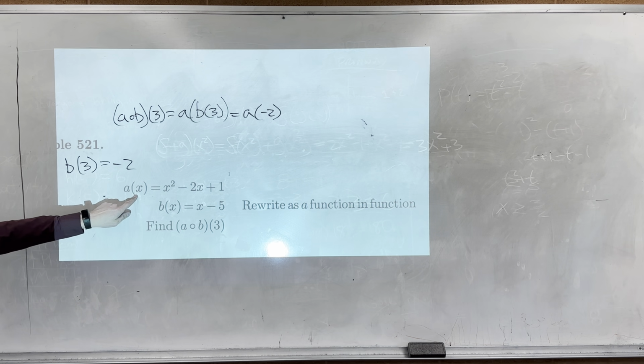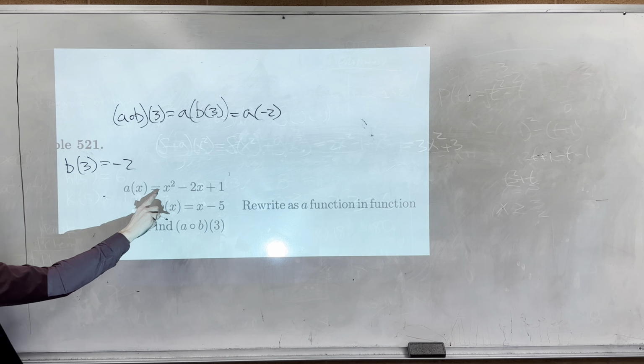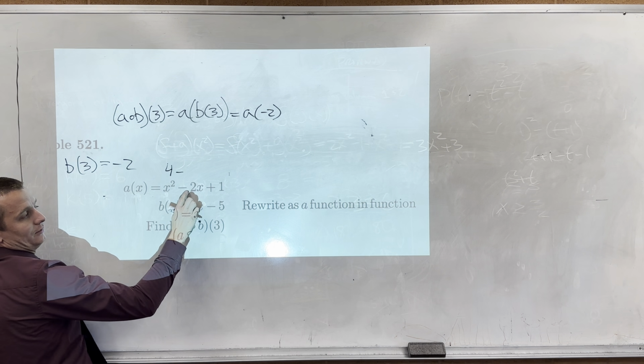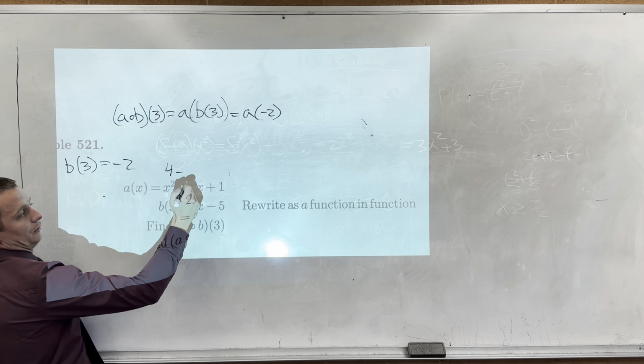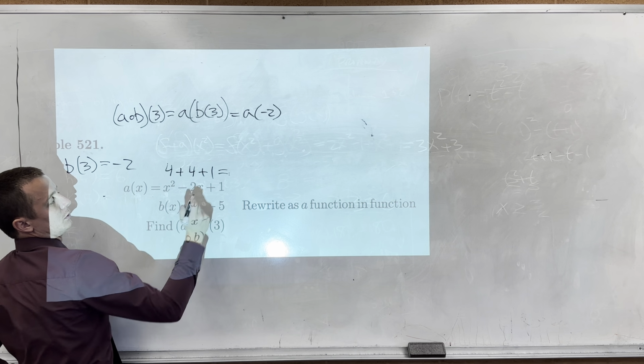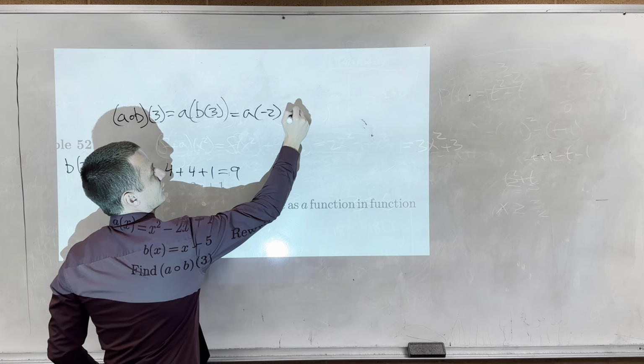What do I get when I plug negative 2 in for a? Bit harder. Negative 2 times negative 2 is 4. We're going to have minus 2 times negative 2 is going to be the same thing as plus 4 again. You see that? And then plus 1, which is equal to 9. So the answer is 9.